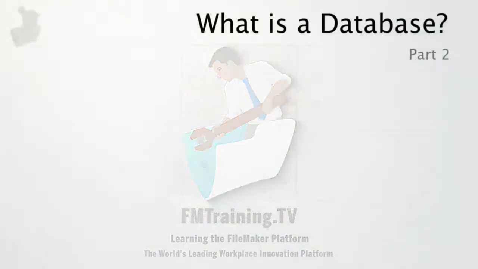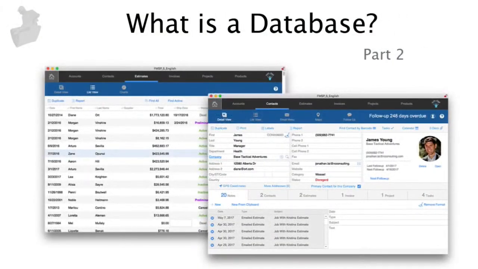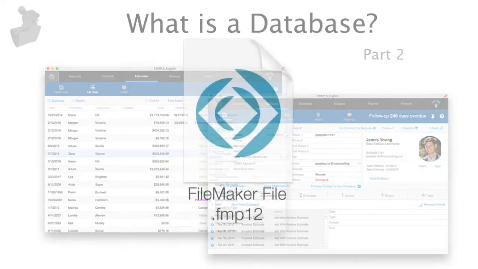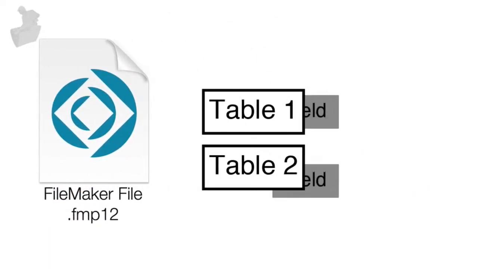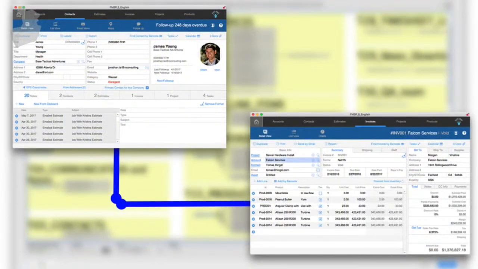So in this video, I want to pick up the conversation of what are databases and what are their general structural components. So we have a file, we have tables, we have fields, and we have layouts. Additionally, within relational databases, you can cross-connect or relationally connect two tables together.